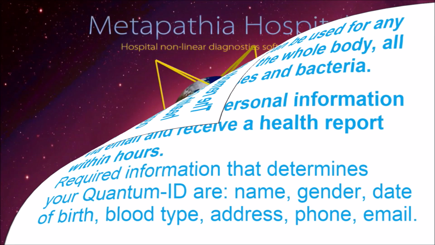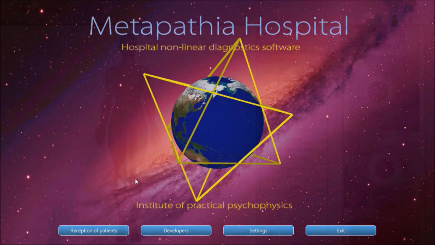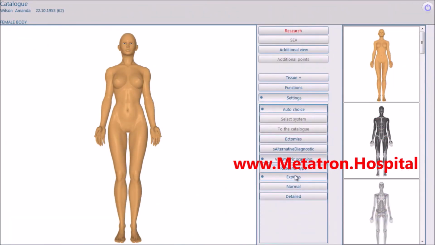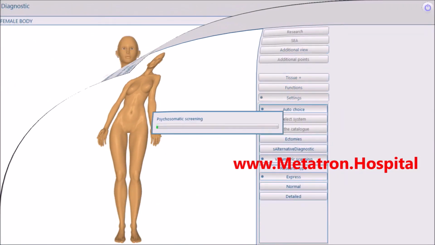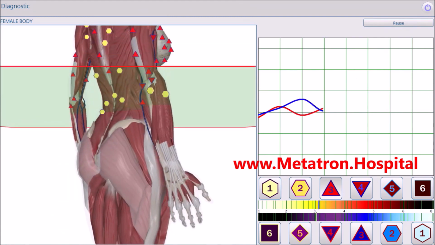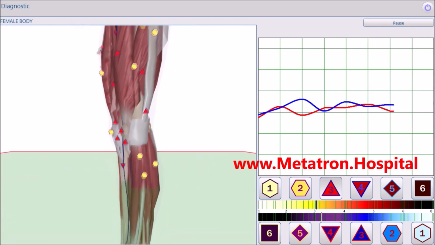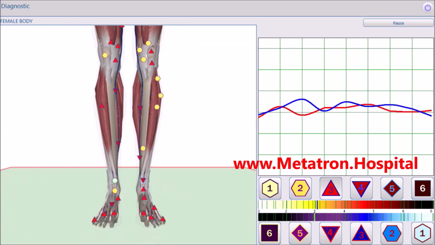Using the latest quantum bioresonance and AI technologies. Metatron Hospital Remote Diagnostic System. The first Metatron Hospital system for remote mode. Only client information is required for remote scanning and therapy. Precise full body scan, analysis, therapy bioresonance system.